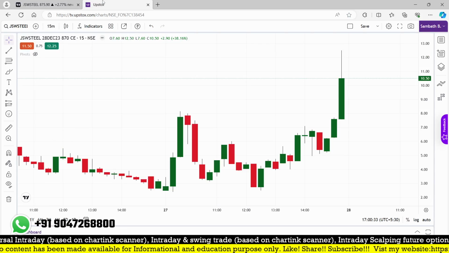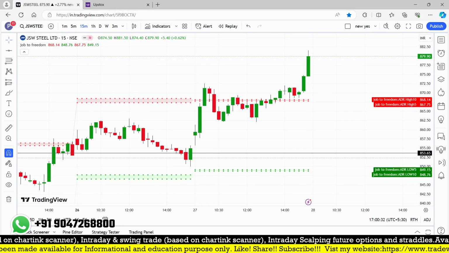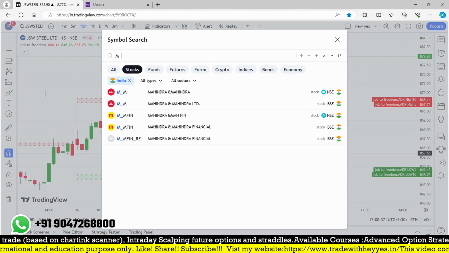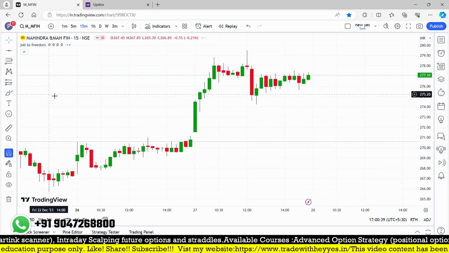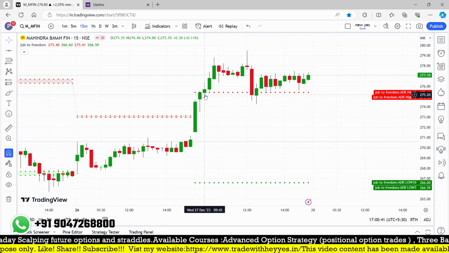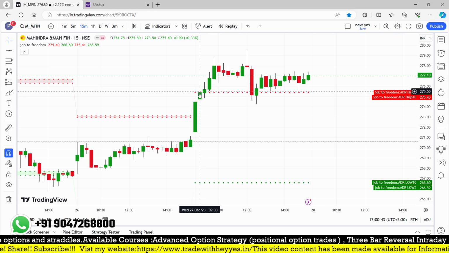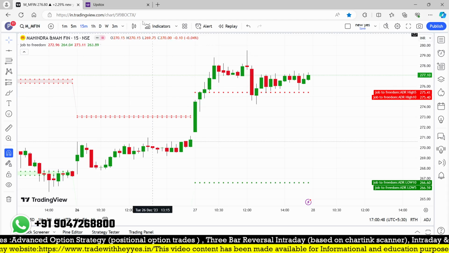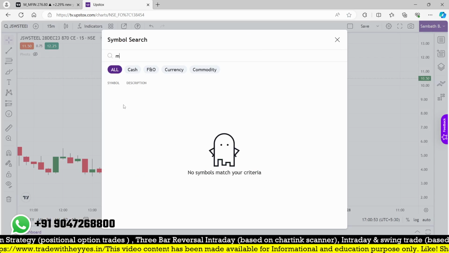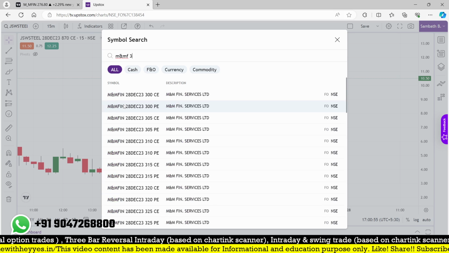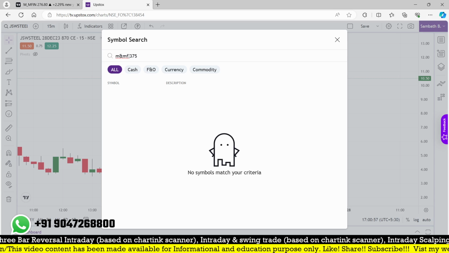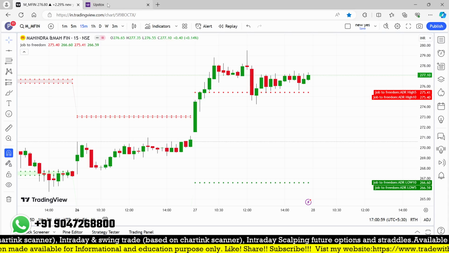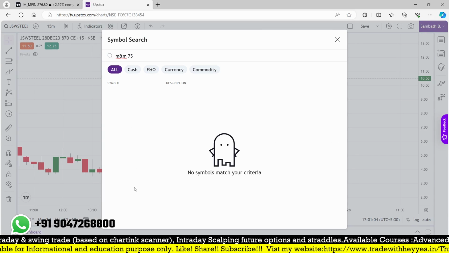And one more last thing is M&M Finance. Yes, M&M Finance. This is the one on the third candle. Here is the third candle that was happening here. And seeing the closing price is around 375.7. Maybe the strike price on M&M Finance should be around 375.